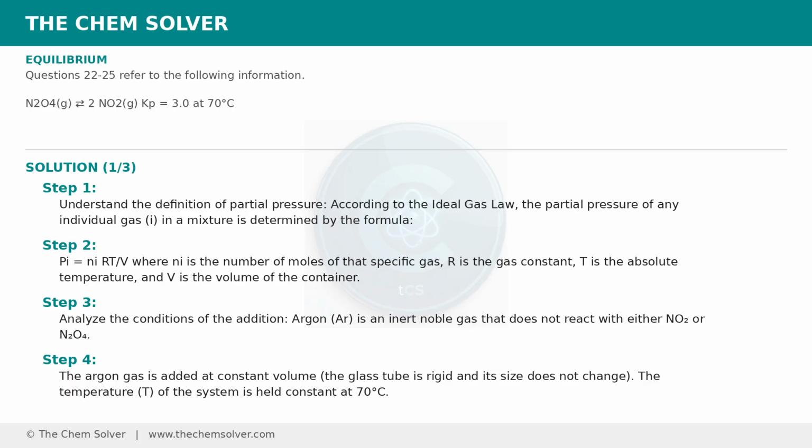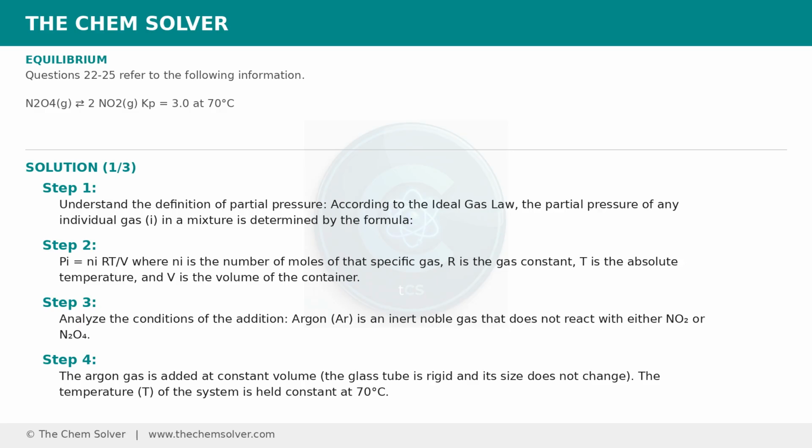Understand the definition of partial pressure. According to the ideal gas law, the partial pressure of any individual gas, i, in a mixture is determined by the formula P_i equals n_i RT over V, where n_i is the number of moles of that specific gas, R is the gas constant, T is the absolute temperature, and V is the volume of the container.